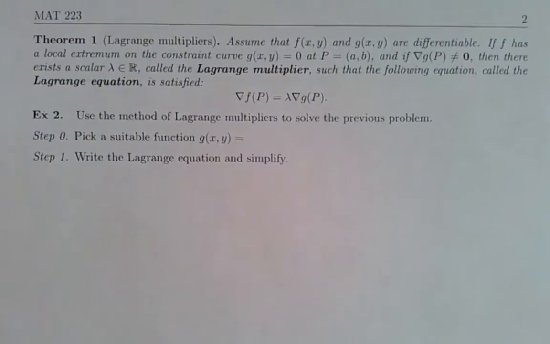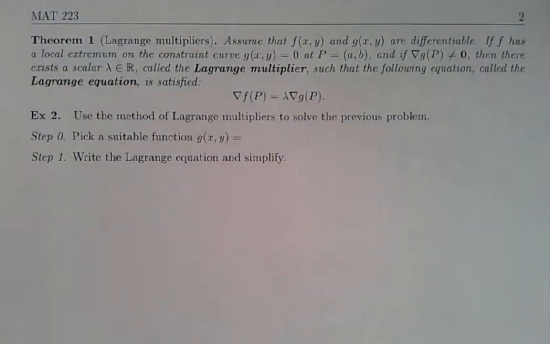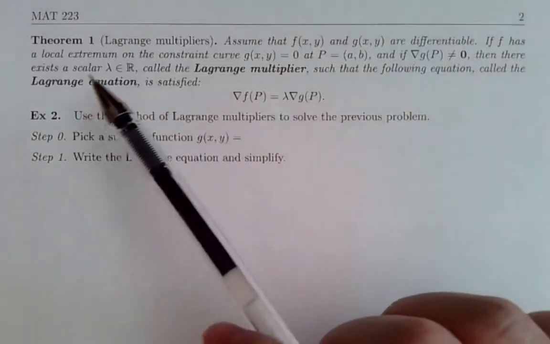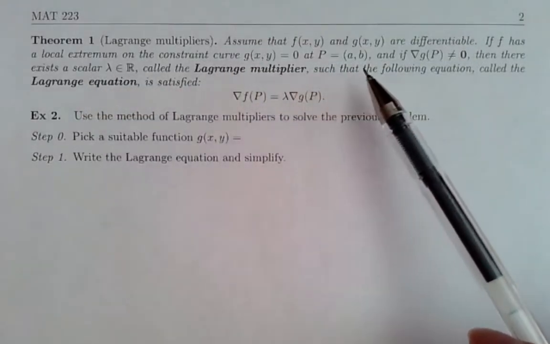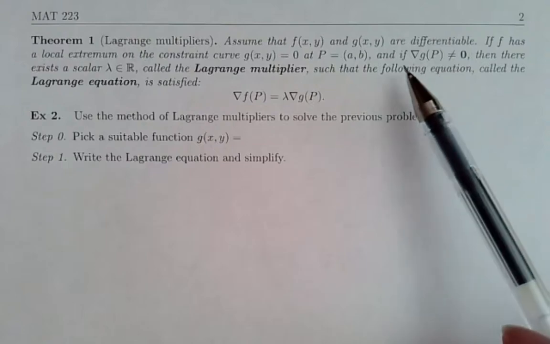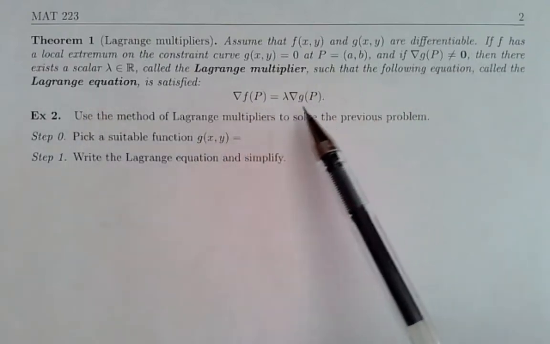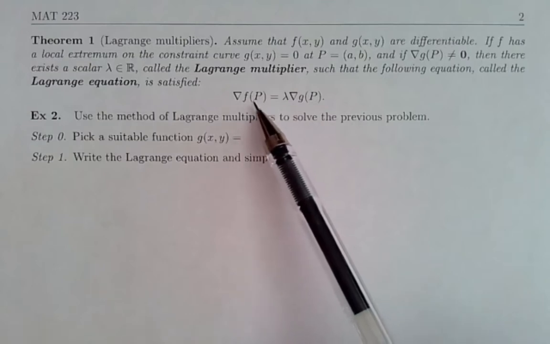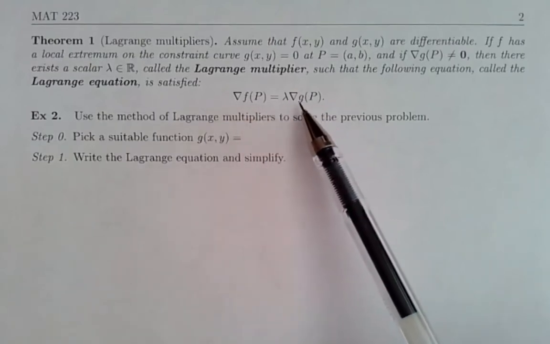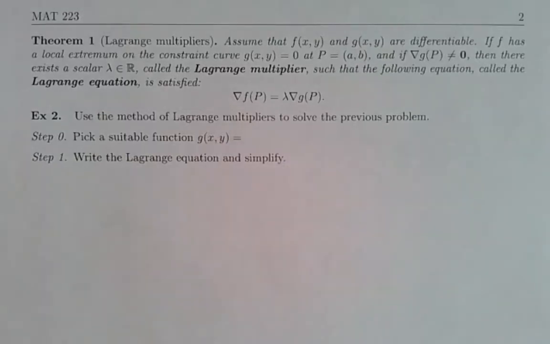We have Lagrange multipliers. This is the theorem. So we're assuming that f and g are both differentiable. And if f has a local extremum on the constraint curve, g, at a certain point, let's ignore this for now, then we have this equation. This is called the Lagrange equation. It says the gradient of f is equal to the gradient of g times a constant. That just means the gradient of f and gradient of g are pointing in the same direction. So let me go back to the previous page for a moment and see what that means.